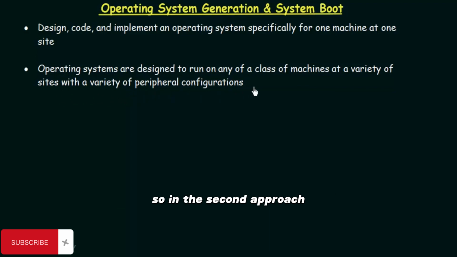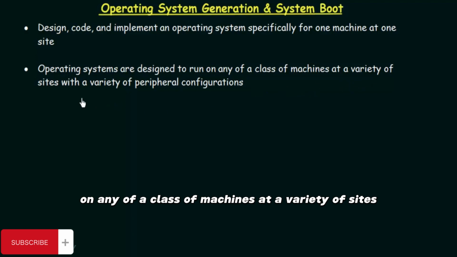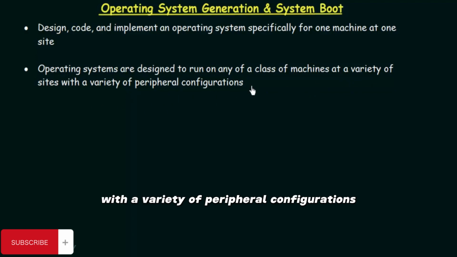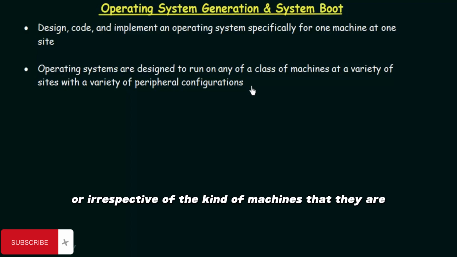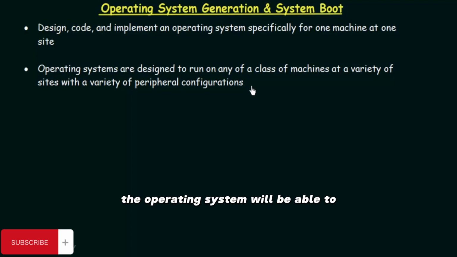In the second approach, we are designing the operating system in such a way that it will be able to run on any of a class of machines at a variety of sites with a variety of peripheral configurations. That means this operating system will be able to run on a class of machines, irrespective of their configurations or the kind of machines they are. The operating system can be run on them easily.